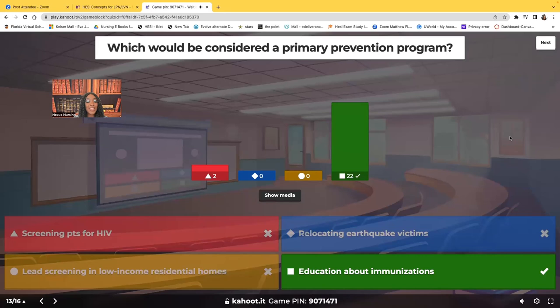All right, very good. So when it comes to primary, it's going to be education or immunization. Secondary is going to be screenings, and tertiary are going to be things such as relocating earthquake victims. The victims already went through the earthquake, but now we need to relocate them so that the problem doesn't get worse, okay? Very good.